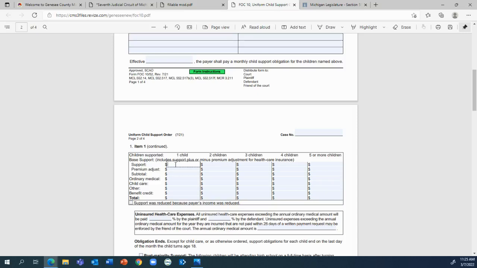So I'm going to have the child support amount. I'm going to have the child care amount right here. If there's any premium adjustments, that means that a parent is providing health insurance, and there might be a health insurance offset to their support. Ordinary medical is going to be pretty much required in every single order. It's for basic needs. And a benefit credit would be if there was some sort of Social Security dependent benefit, and that might result in a credit. But this is where I'm going to get all of that information that I'm going to need to go back to fill out this form.